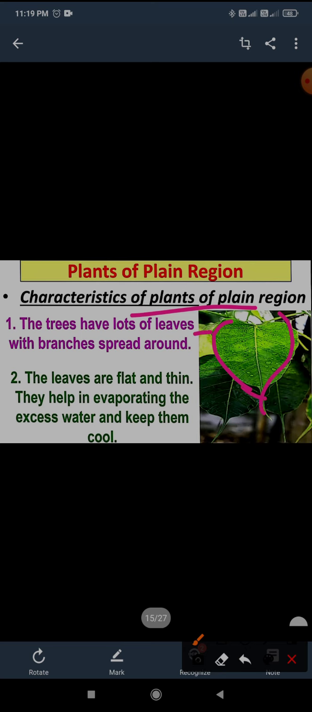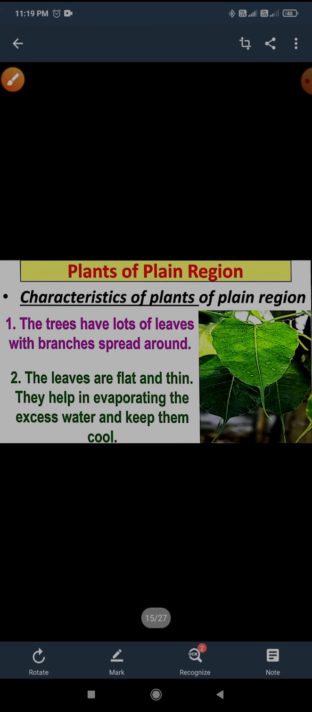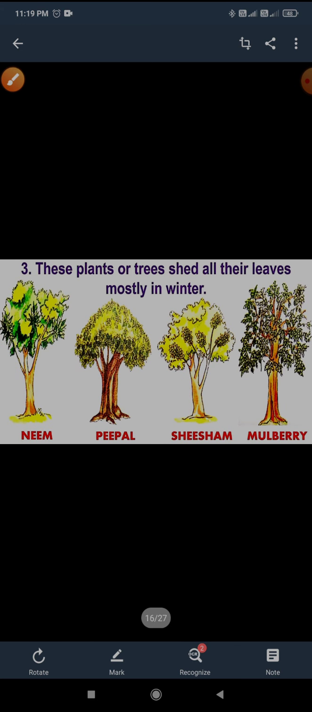Let's first read, then I'll explain again. The trees have lots of leaves with branches spread around, and the leaves are flat and thin, and they help in evaporating the excess water and keep them cool. So yes, if the surface area is more, more evaporation will be there.